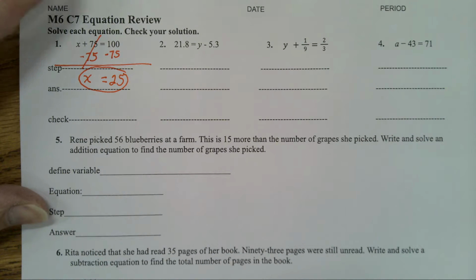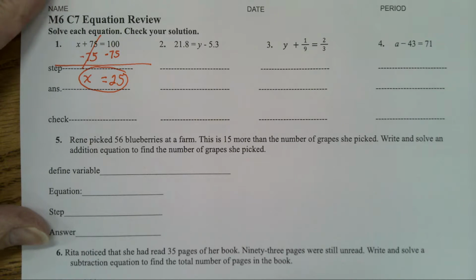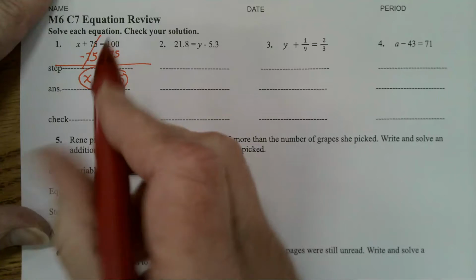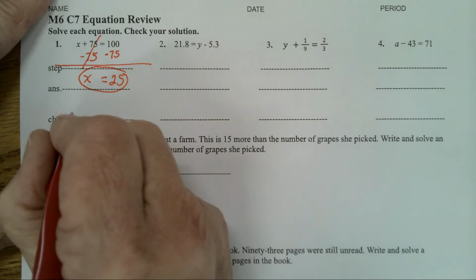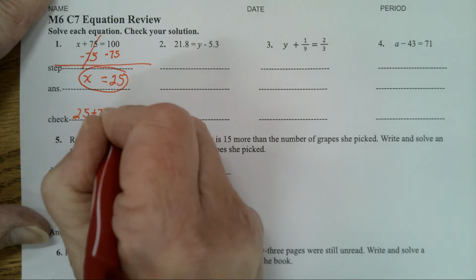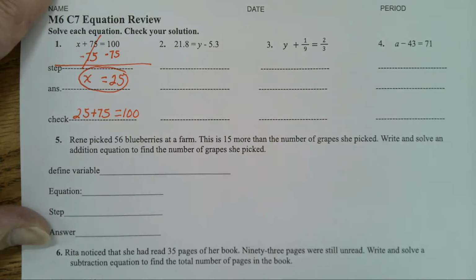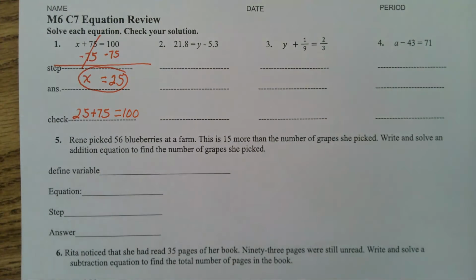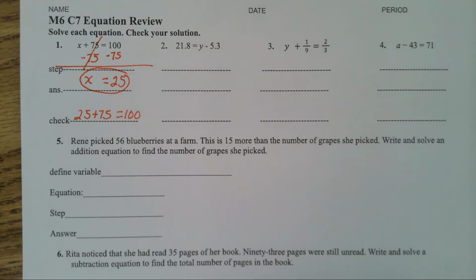Now we have to do the check step. To do the check step, you replace X with the value we found to be 25. Does 25 plus 75 equal 100? Yes, it does. Okay, now let's go on to problem number 2.